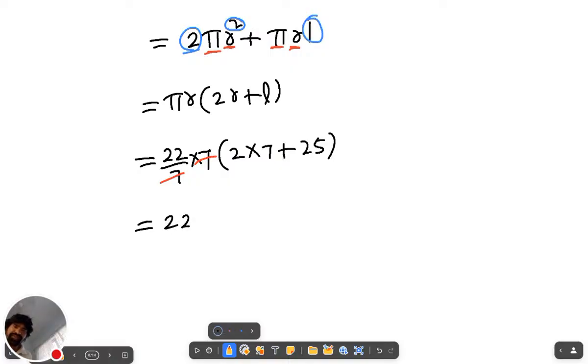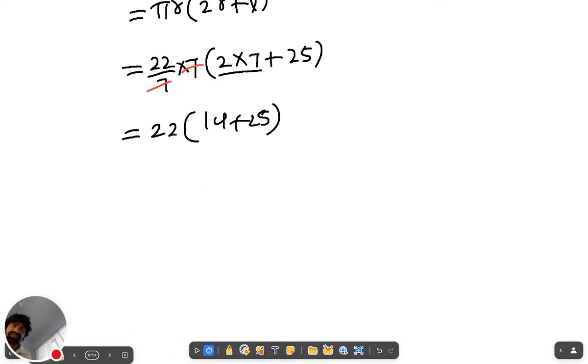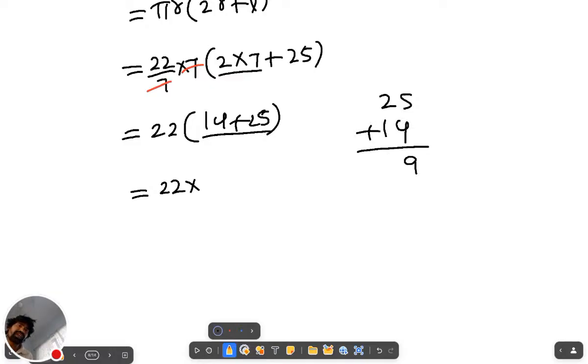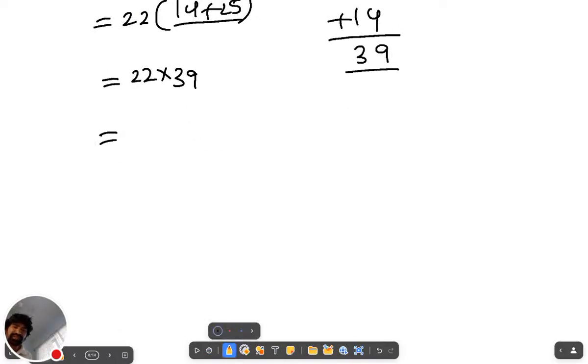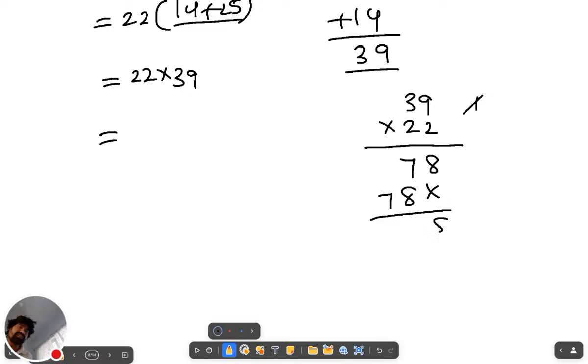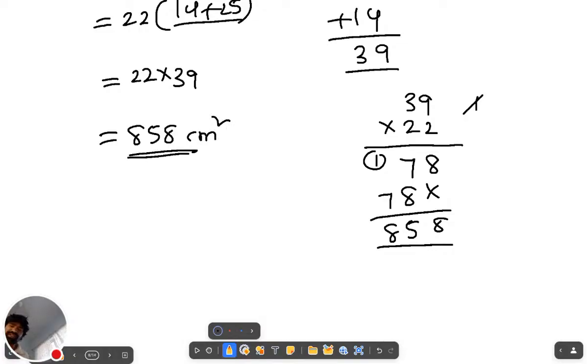Now what do we have? 22 into the bracket, 2 7s are 14 plus 25. 25 plus 14, how much? 39. Let's multiply 22 and 39. 39 into 22. 2 9s are 18, 1 of 8 down. 2 3s are 6 plus 1, 7. 78. You will get the same 78 here. So 858 centimeters square is the total surface area of the toy.